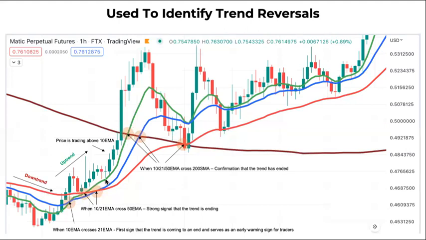Sometimes you make your decisions too early, and the price reverses here. That means the price doesn't cross the 200 MA. It hits the 200 moving average and comes back down. So you decide as a trader where you want to take action.